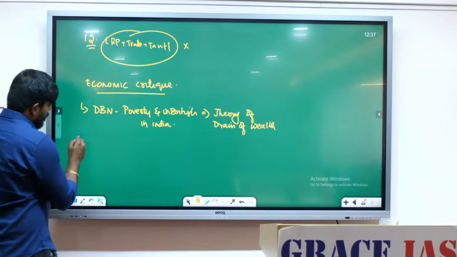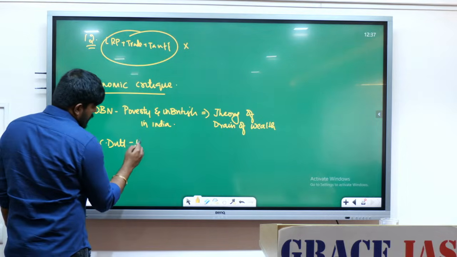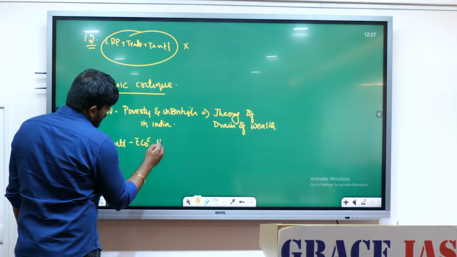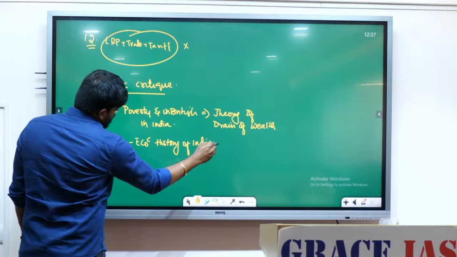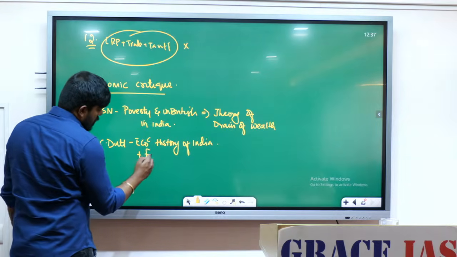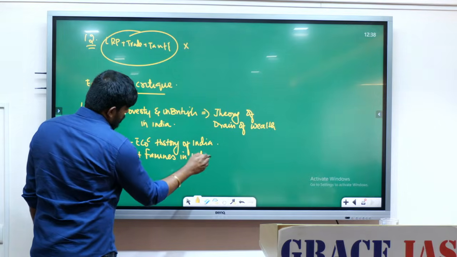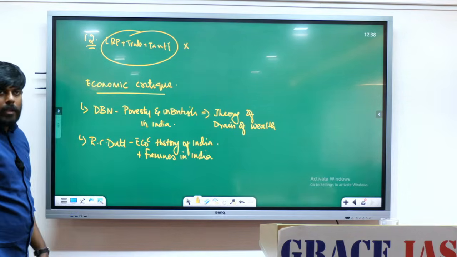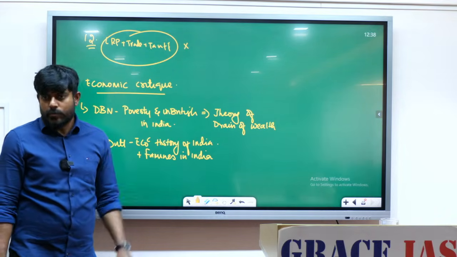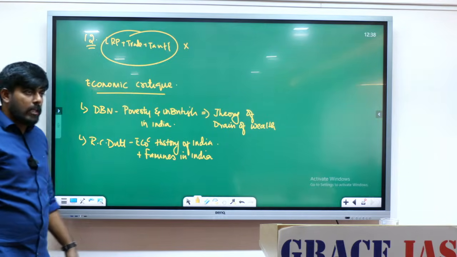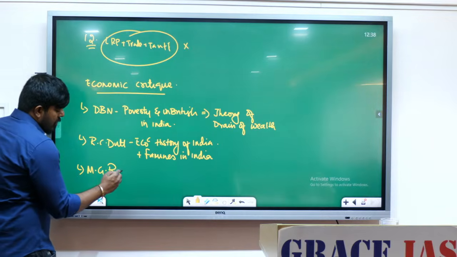And then we have R.C. Dutt or Romesh Chandra Dutt. He wrote the book Economic History of India, and he also wrote one more book, Famines in India. This second book is the inspiration for the question of why there were so many famines in India during the British rule. And there was Mahadev Govind Ranade.